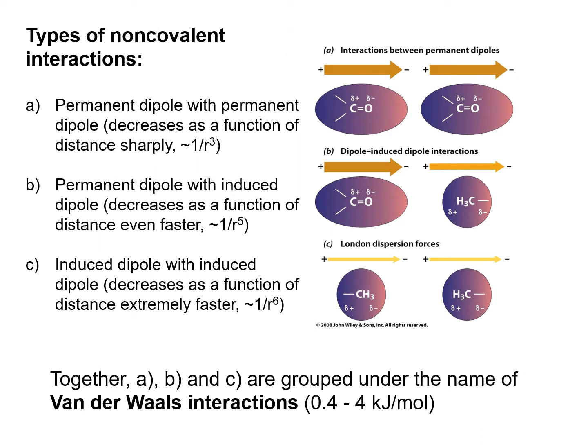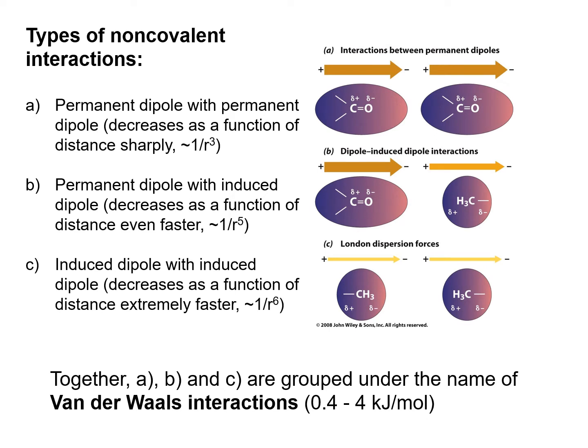Now let's talk about the different types of non-covalent interactions. The first type is an interaction between a permanent dipole and another permanent dipole. And the interaction decreases as a function of distance pretty sharply, as 1 over r to the third power, where r is the distance between these two molecules. So this is the strongest non-covalent interaction among these different types.